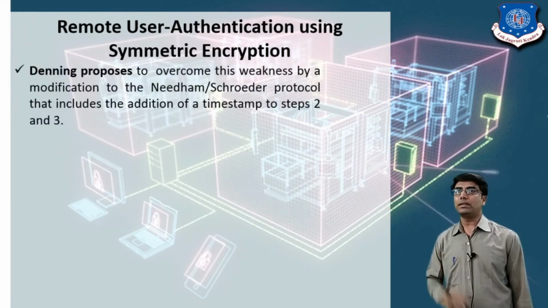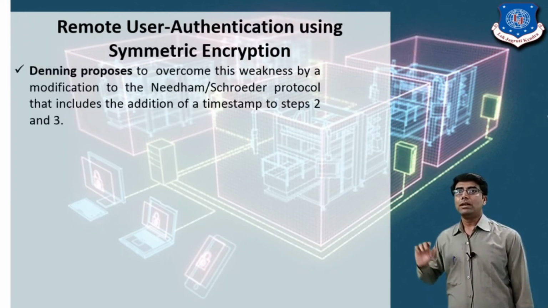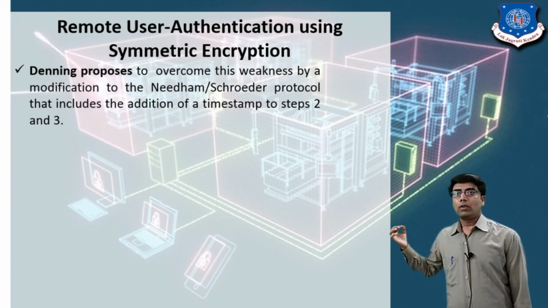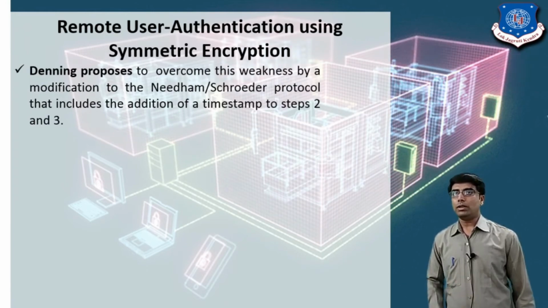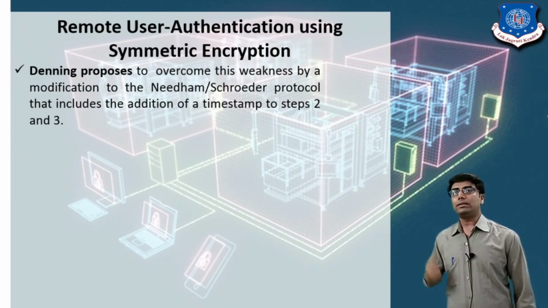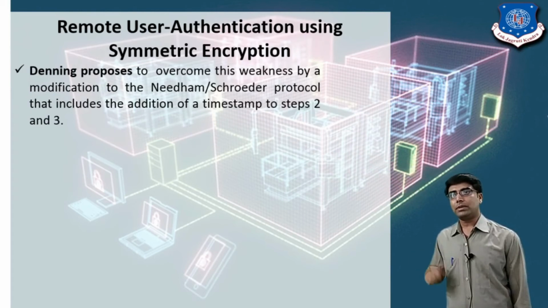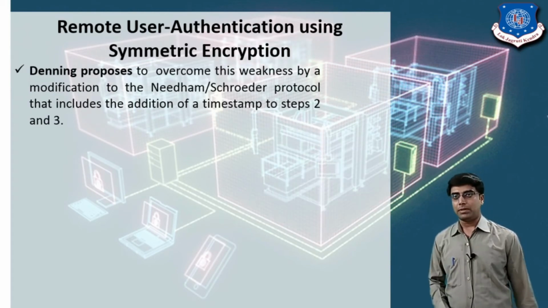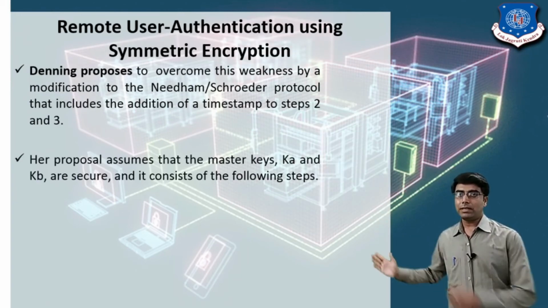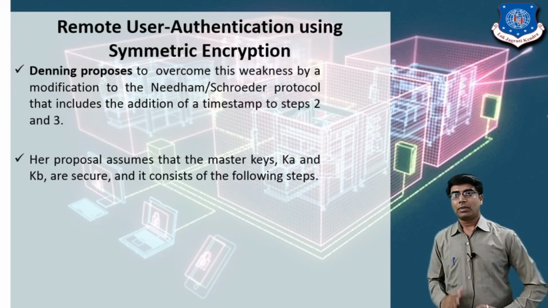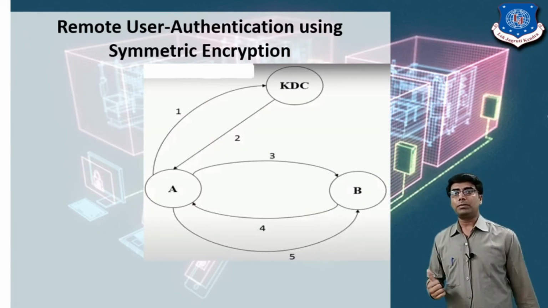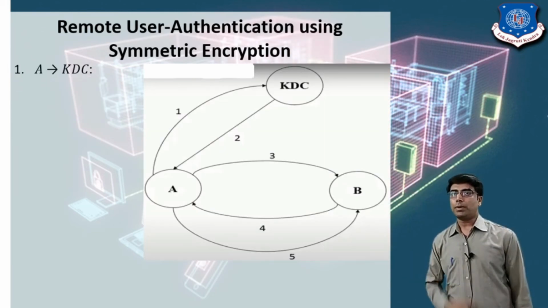Now, to overcome this weakness, one of the scientists, Denning, modified the Needham-Schroeder protocol. It includes the addition of a timestamp to steps 2 and 3. It means that in step 2 and step 3 we will include this timestamp. So here the Denning proposal assumed that the master keys Ka and Kb are secure, and it consists of the following steps. Now see the steps of this Denning protocol proposal.